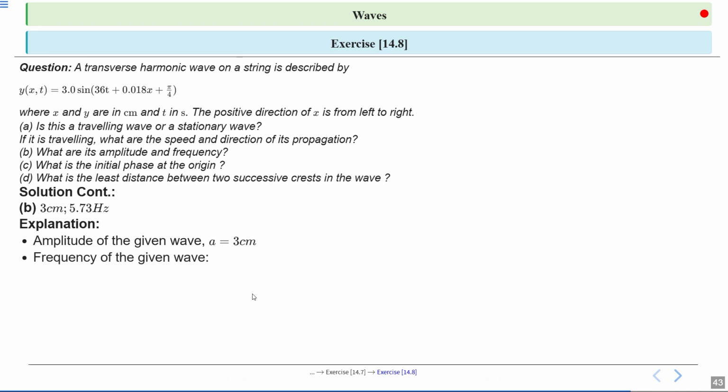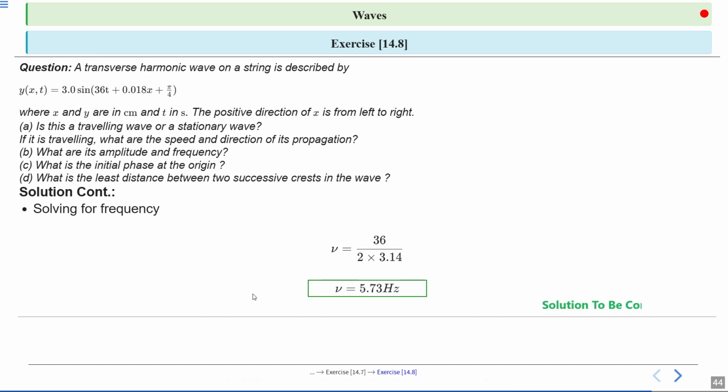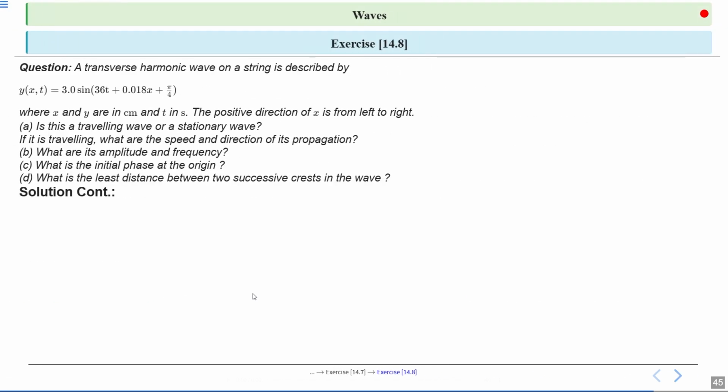Frequency of the given wave nu equal to omega by 2 pi. Solving for frequency, nu equal to 36 divided by 2 into 3.14. So nu equal to 5.73 hertz. The initial phase at the origin is pi by 4.